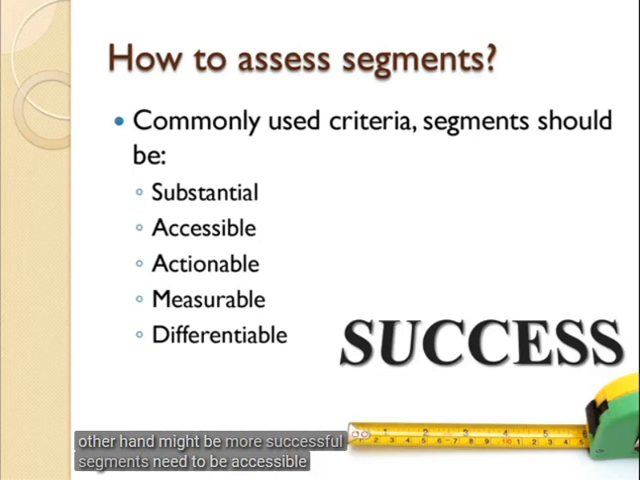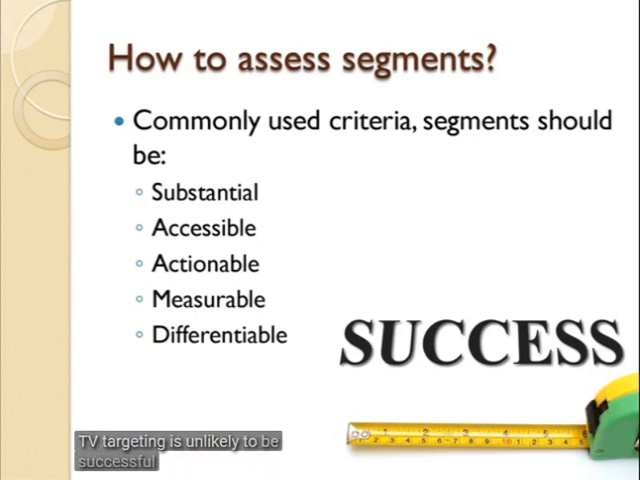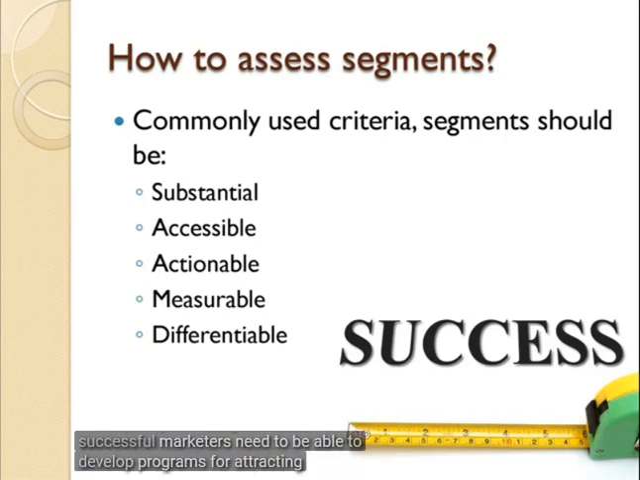Segments need to be accessible in terms of communications, media, and distribution. If segments identified do not use the internet, do not read the newspaper or listen to the radio, or do not watch TV, targeting is unlikely to be successful. Marketers need to be able to develop programs for attracting and serving the segments. For example, people that do not hold a driver's license would in most cases not be considered good segments to target. Size and characteristics of the segment need to be measurable.